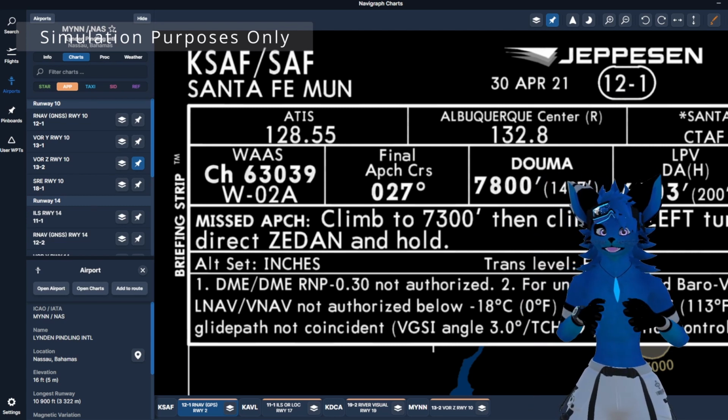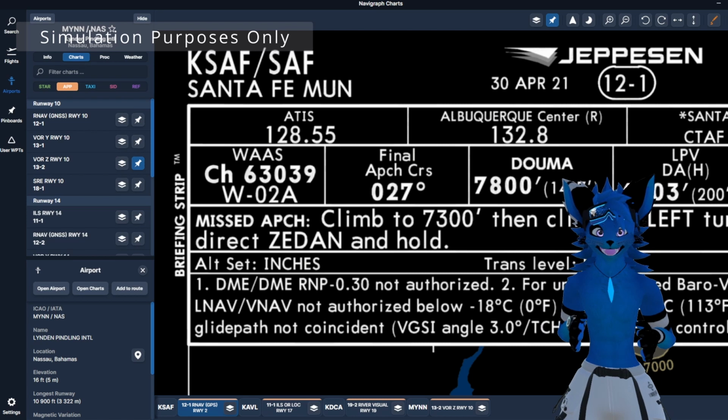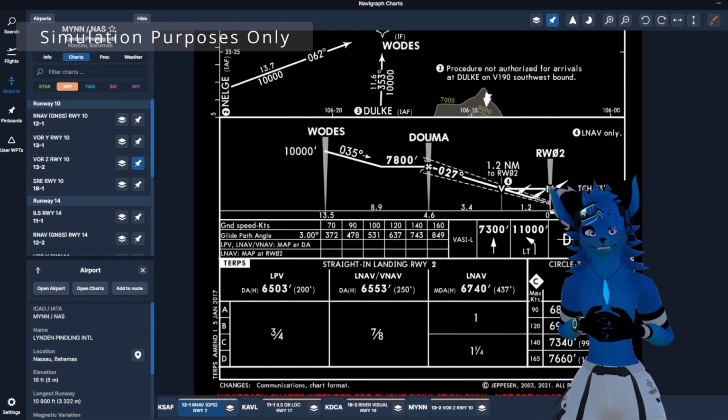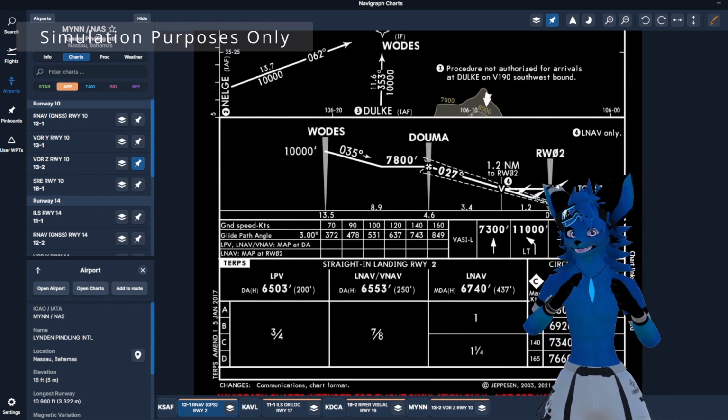The final approach course, not really required to put that into the aircraft because, again, the GPS is going to do that for us. But if I'm flying a plane like a 737 or a CRJ that has a course selector on it I can use, I'll set that to whatever the course is supposed to be just to keep myself oriented.